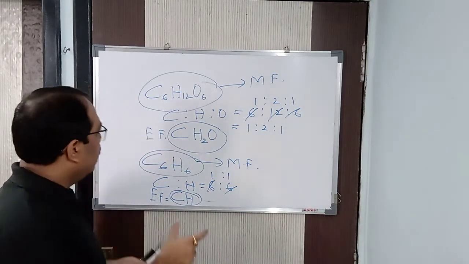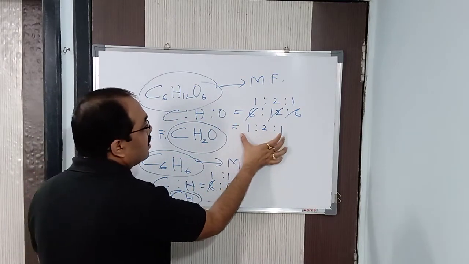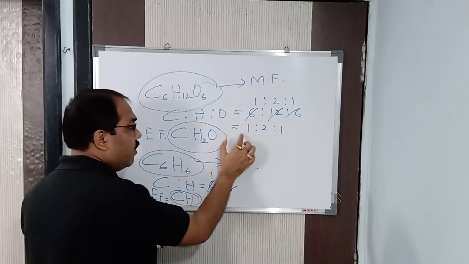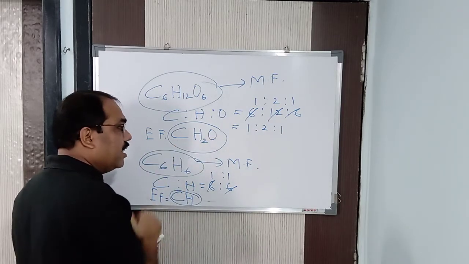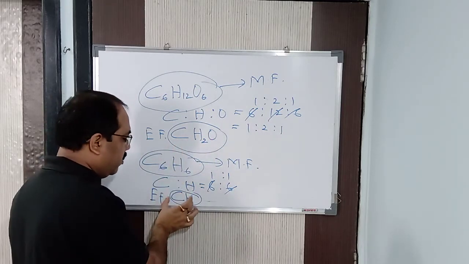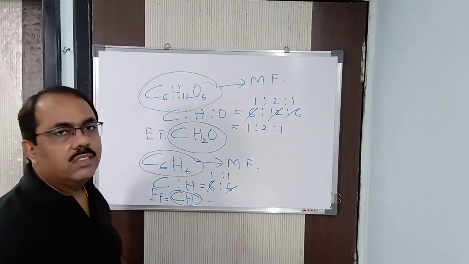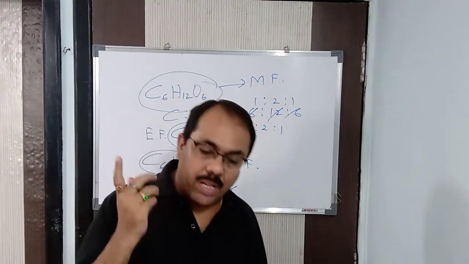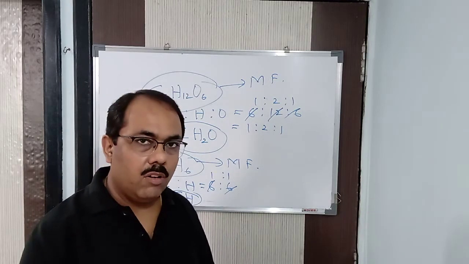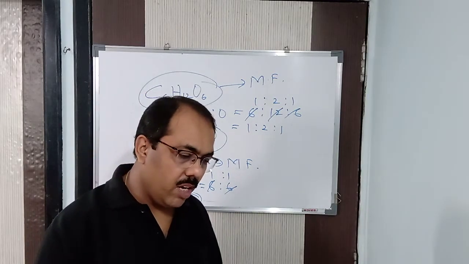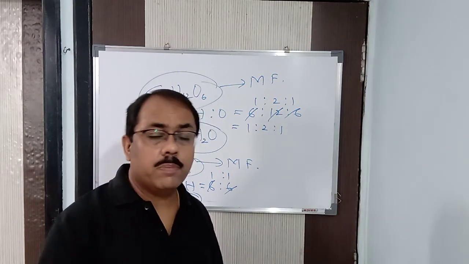It gives the ratio of atoms present in a given compound. See here, we get the ratio of atoms. It's not the actual formula. From here we cannot tell the name of the compounds. We cannot identify the compounds. Can we identify from here? No. So again I repeat, the empirical formula gives only the ratio of atoms present in the given compound, but the molecular formula is the actual formula which gives the actual number of atoms present in a given compound.